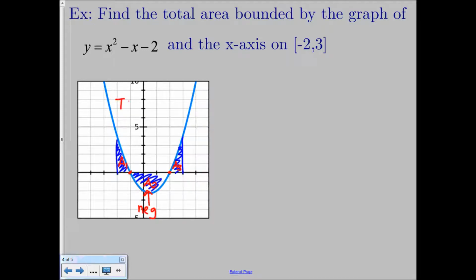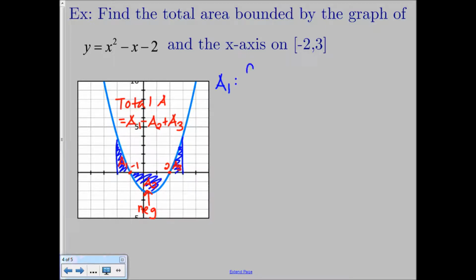So our total area is going to be equal to A1 minus A2 plus A3. So we want to find what each of these are individually. So these red dots here are at -1 and +2. So first we're going to find A1.